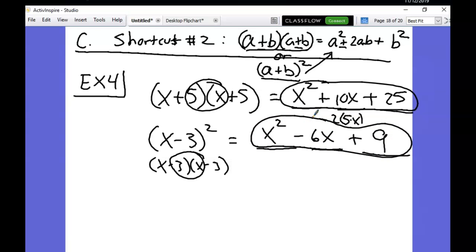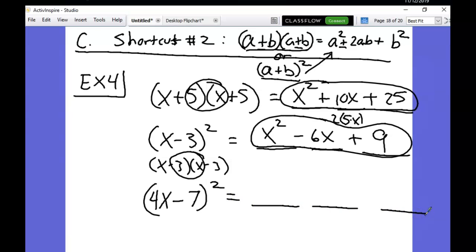Let's do one more. I'm going to give you 4x minus 7 squared. 4x minus 7 squared. 3 terms. What's the first term going to be? Last term? 49. Good. All right, take a minute, see if you can figure out the middle. Don't shout it out yet. I just want to give people a chance to see if they can figure that out. It's going to take a minute.